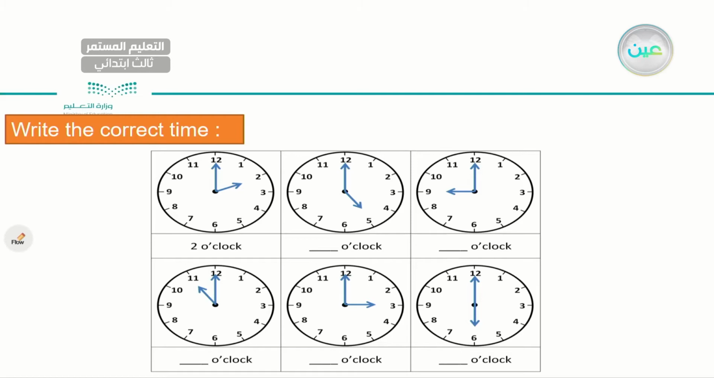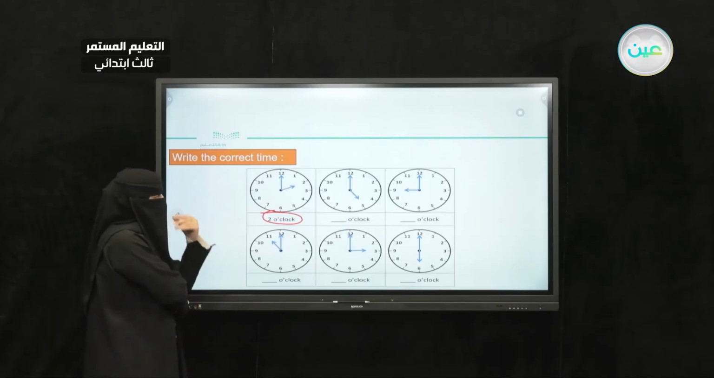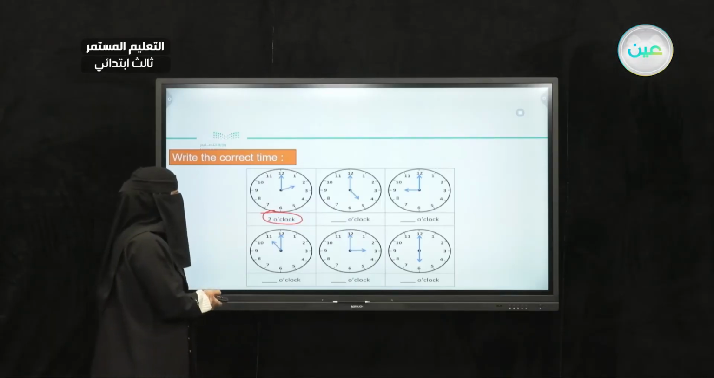Now, write the correct time. Same one. I gave you the first one as an example. So this is an example. It is 2 o'clock. Okay? Now, remember, the short hand on the clock refers to the hour. The long one refers to the minute. Okay? So the second one, what time is it?